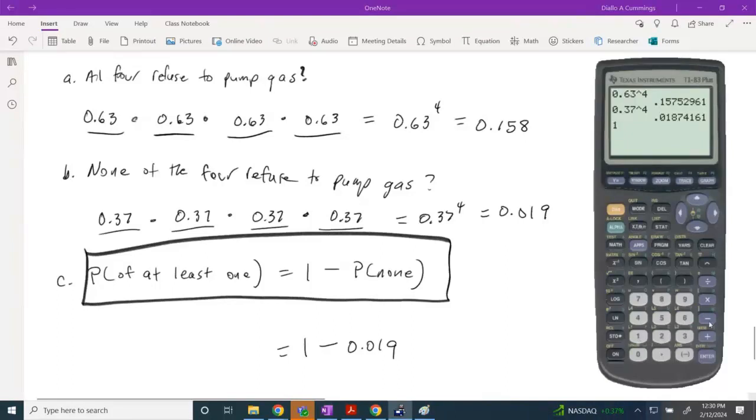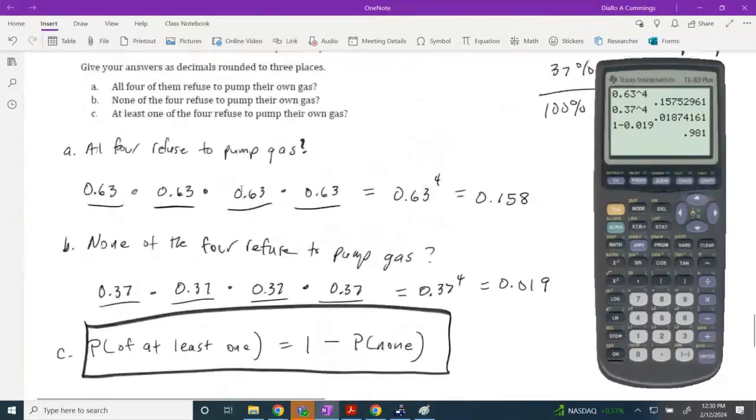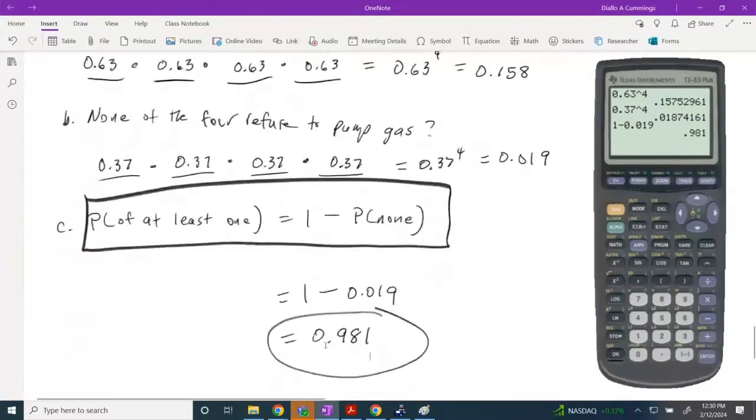And now if we subtract the two, 1 minus 0.019, we get 0.981. So the probability that at least one person of the 4 refuses to pump gas is 0.981.